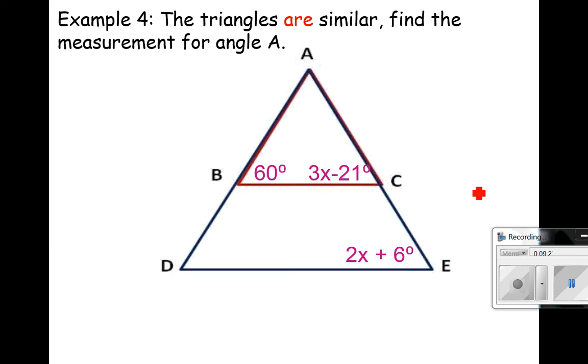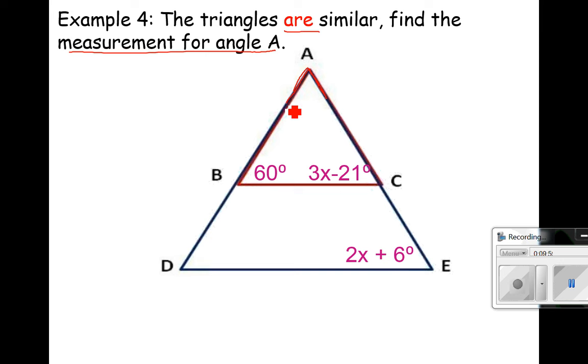Here's example 4. It looks a little bit different because the two triangles are combined together. And I'm reading the directions. The triangles are similar. Find the measurement for angle A. So we're going to need one boxed answer. I'm going to go ahead and identify angle A so I know the final answer needs to be what that measurement is right there. It's telling me they are similar, so I need to find what matches each other in the image.